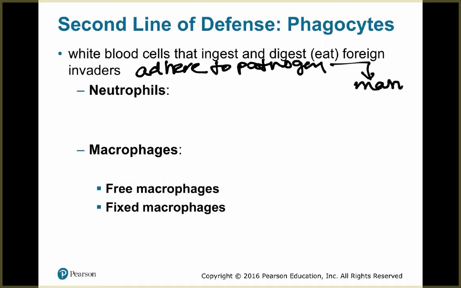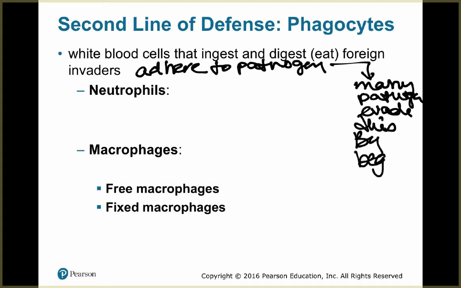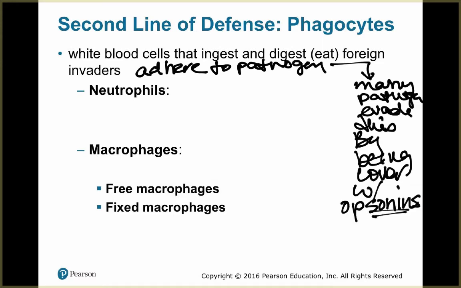Many pathogens evade this by being covered with opsonins. These are complement proteins.